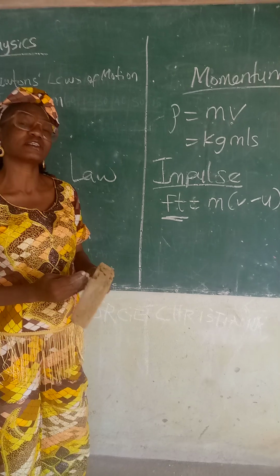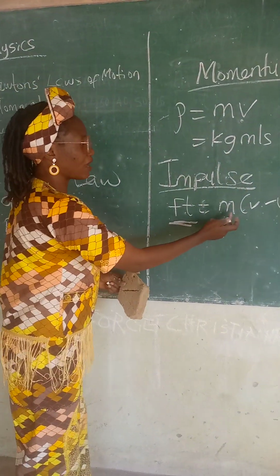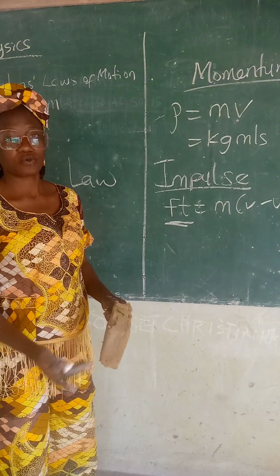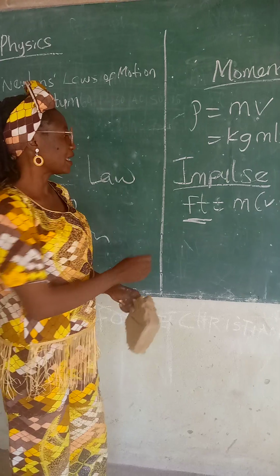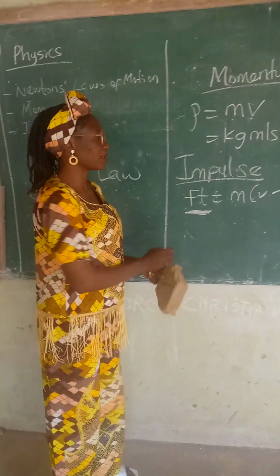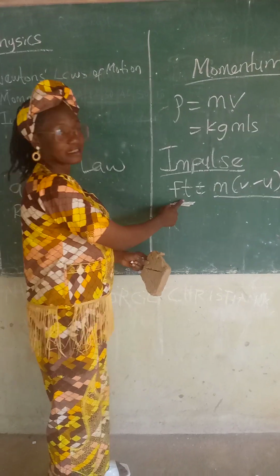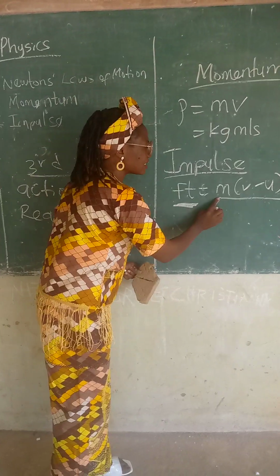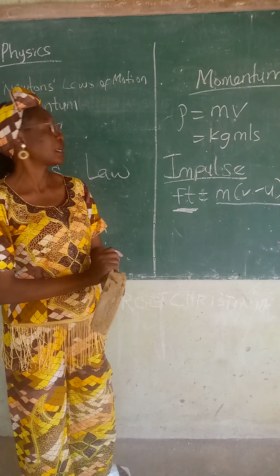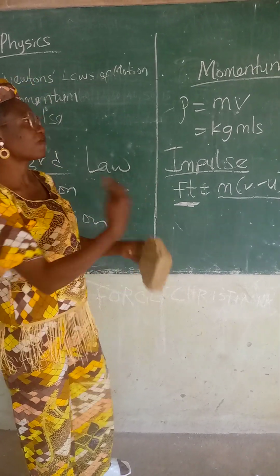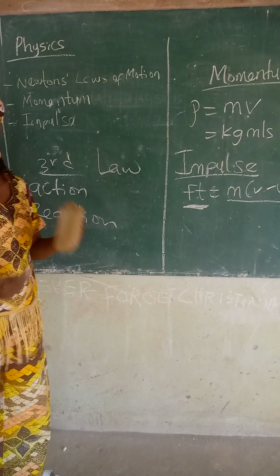Remember that momentum is the same thing as mass times what? Velocity. So if we open the bracket, we have mv minus mu, which is mass times the change in velocity. This also is impulse. So the product of force and time is impulse. The change in momentum is also called what? Impulse. Now before we solve problems on this, let's quickly run through the laws of motion.